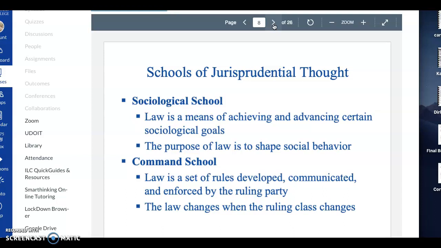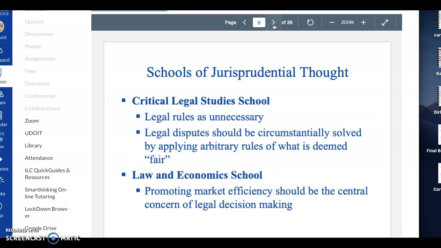It's more of the authoritarian type behavior. Critical legal studies believes that legal rules are unnecessary. Legal disputes should be circumstantially solved by applying arbitrary rules by what is deemed fair. So that would mean everything is done on a case-by-case basis. There's no governing party.